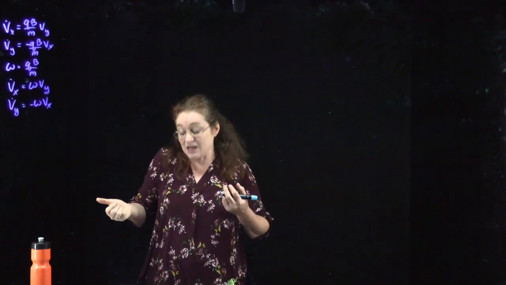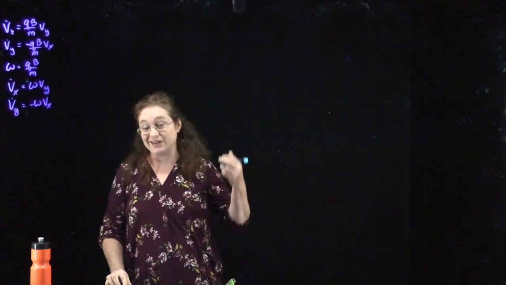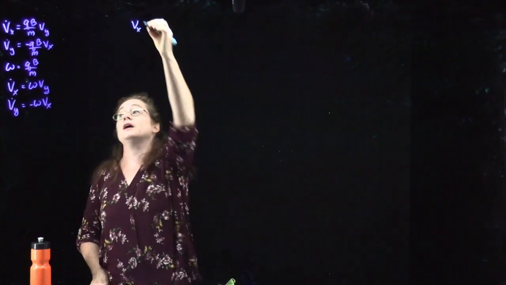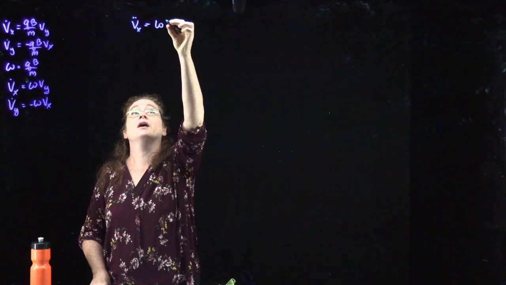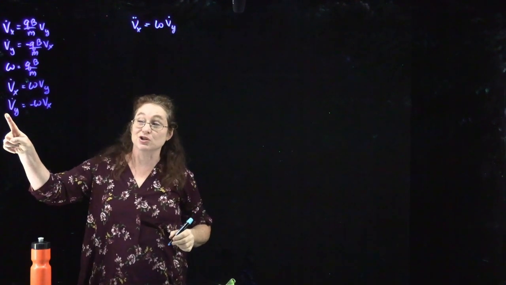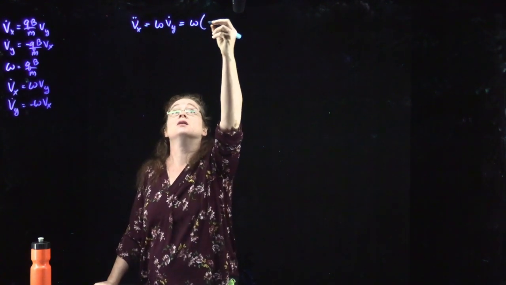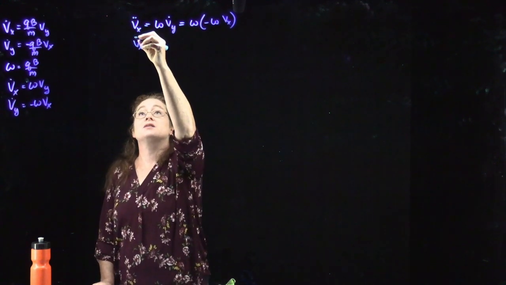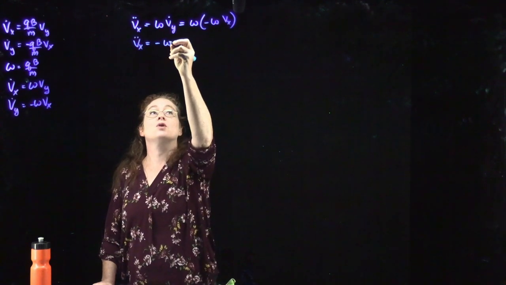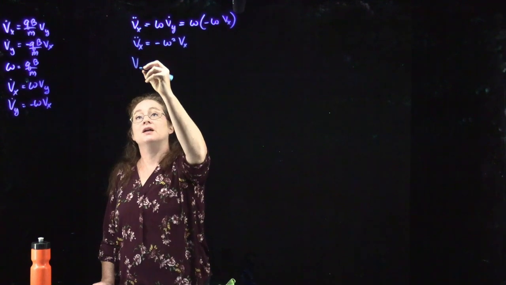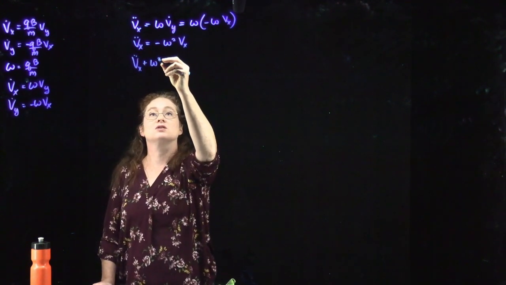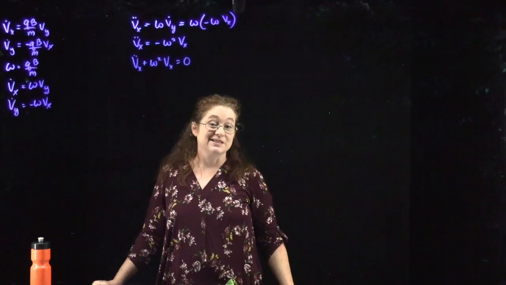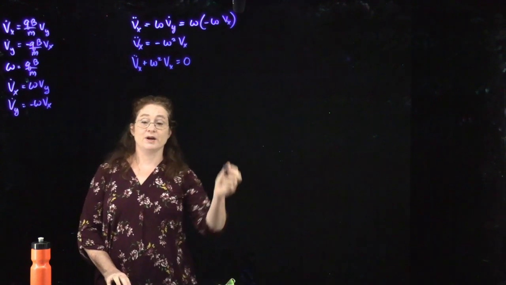But we can make this a single differential equation instead of a set of coupled differential equations, by taking the derivative, so vx double dot equals omega vy dot. Well, now I have an equation for vy dot. So this is omega times negative omega vx. So here, this gives us vx double dot equals negative omega squared vx, and this differential equation should look familiar. So here I now have a second order differential equation. We can do a trial solution.